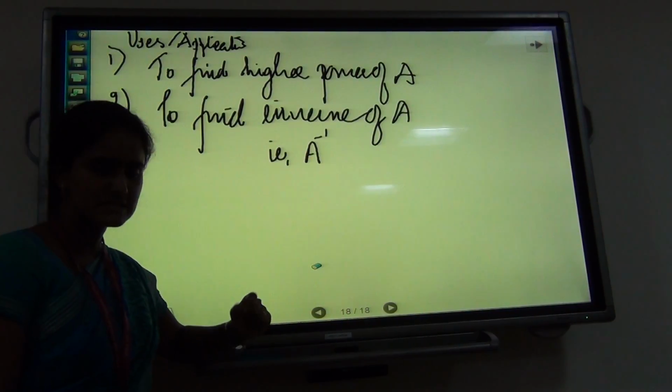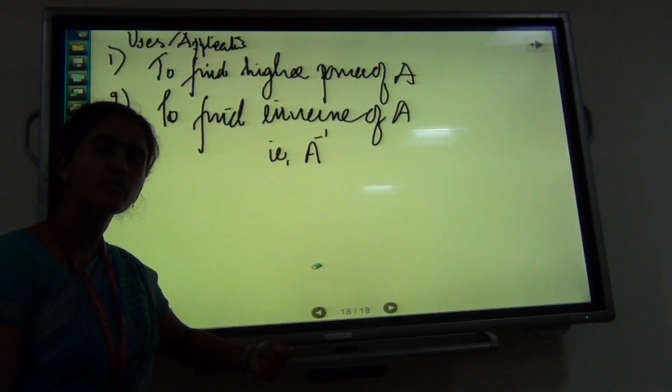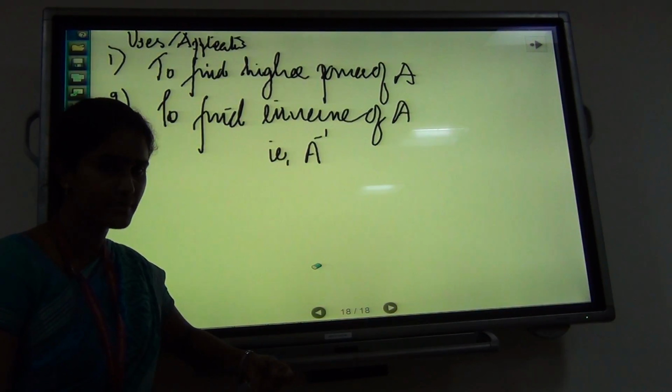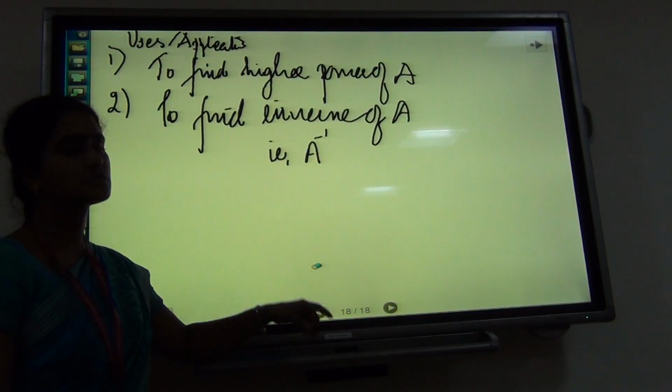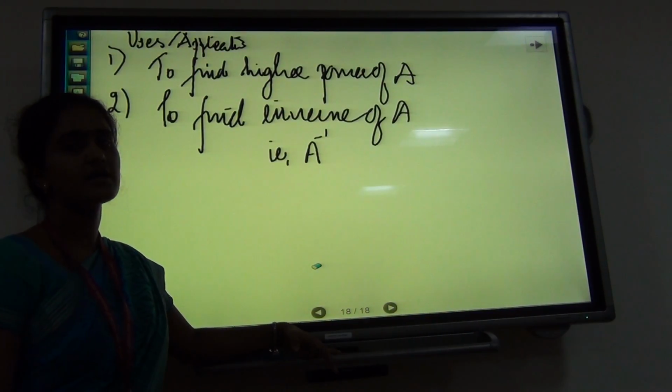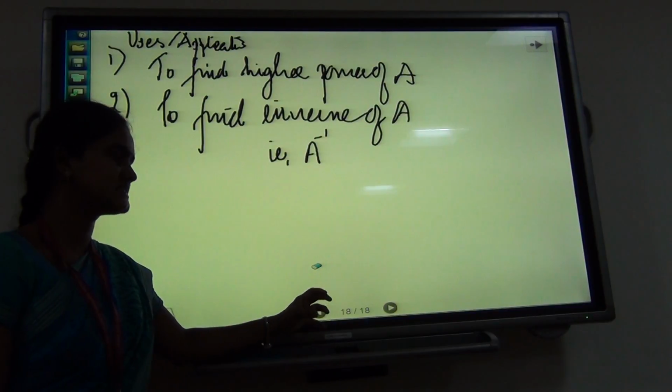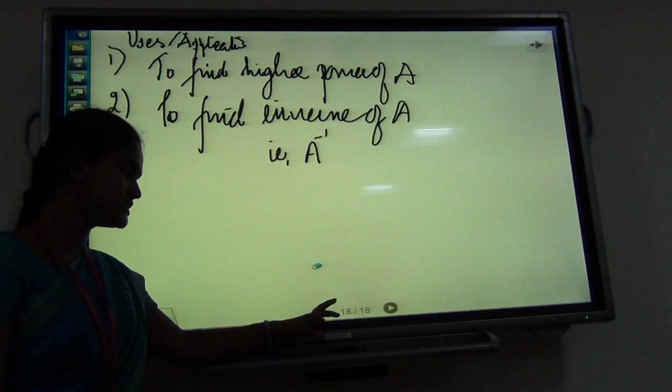Now let us take one square matrix and check whether the Cayley-Hamilton theorem statement is true, and also check the uses. We find A inverse and higher powers for the same matrix. Let us take things together and do it in one question.